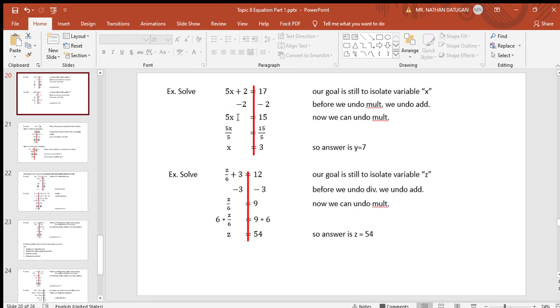So we're left with 5x is equal to 17 minus 2, which is 15. 5x is equal to 15. Now we can undo that multiplication by 5 by dividing by 5. 5x over 5 is equal to 15 over 5. So our answer is x is equal to 3.